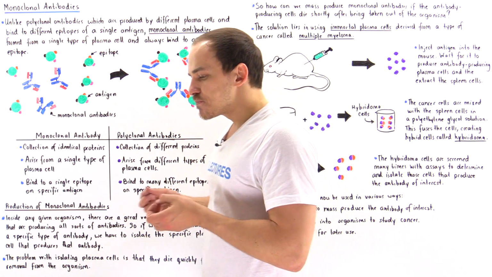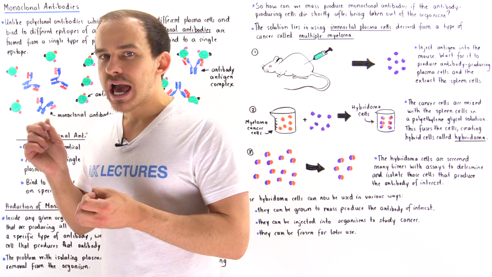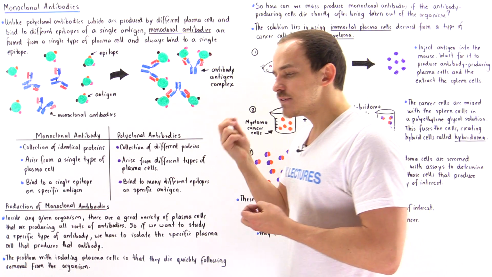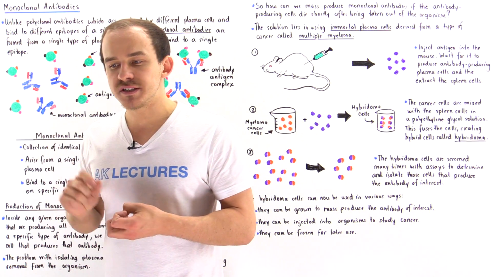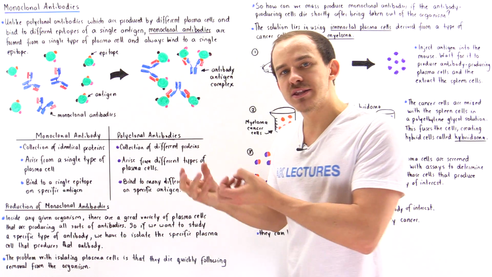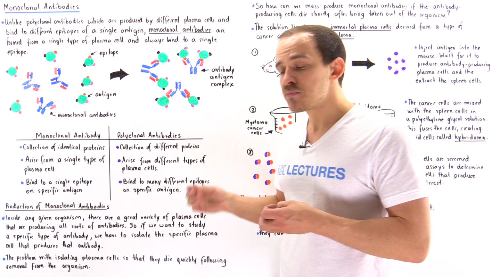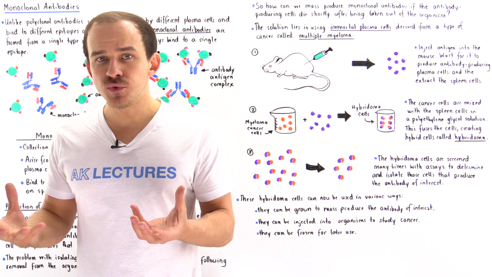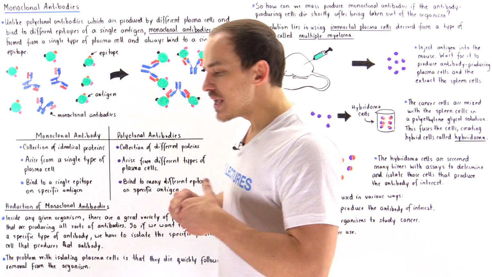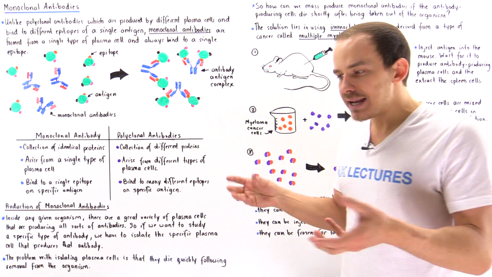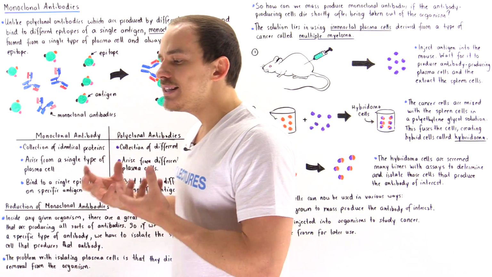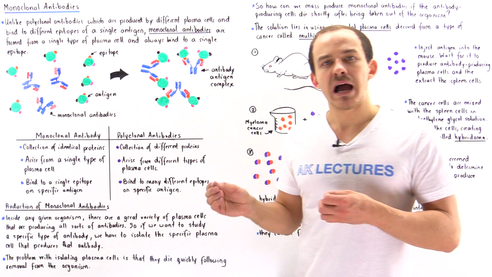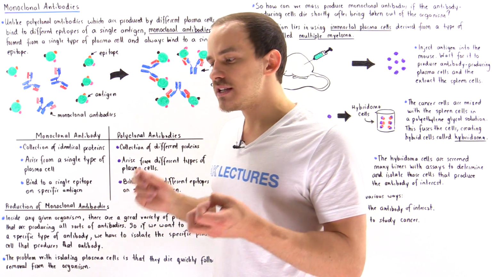Now, the question is, how can we mass produce our monoclonal antibody? So suppose we want to study a specific type of antibody that binds to a specific type of antigen. To actually study that antibody, the monoclonal antibody, we have to mass produce that antibody. The question is, how do we mass produce it to study it? Well, inside our body and inside the bodies of different organisms, we have many different types of plasma cells. And each one of the plasma cells produces a specific type of antibody that binds to a specific antigen.